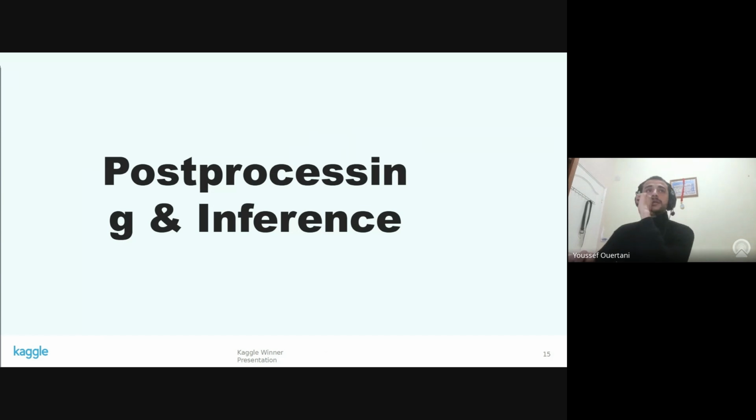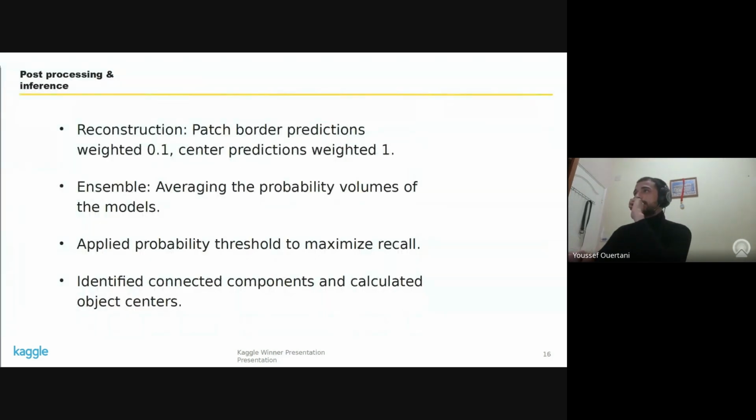Moving to the post-processing and inference. For reconstruction of the patches, I used weight averaging, where the borders of the patches get a weight of 0.1 and the center a weight of 1. For ensembling, it's an averaging of the probability of the 4 models. As I mentioned, also probability thresholding to maximize recall, and identifying connected components and calculating object centers.